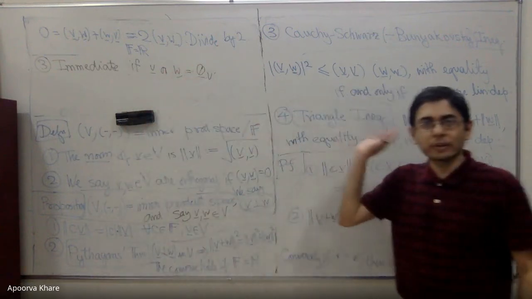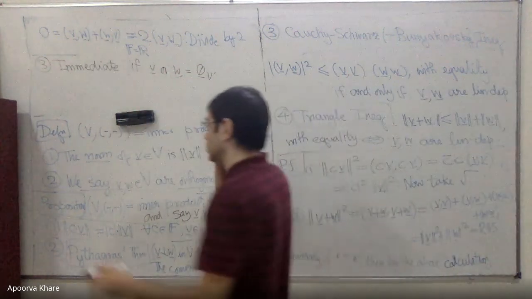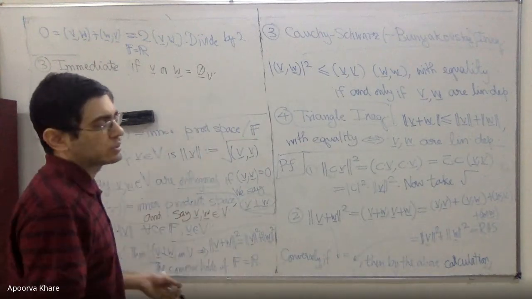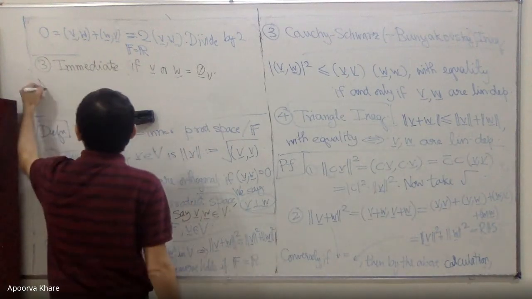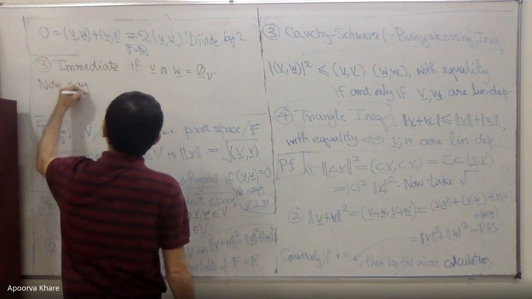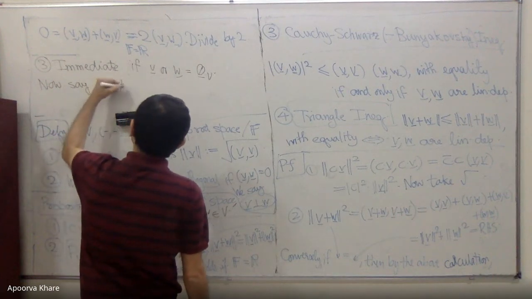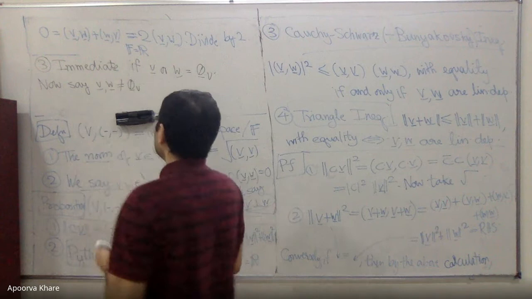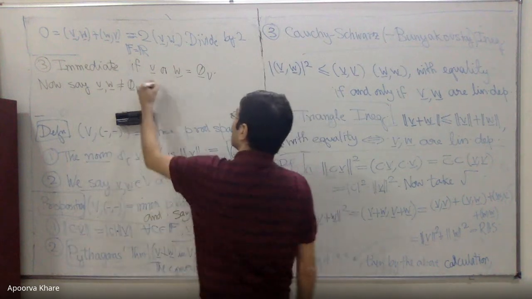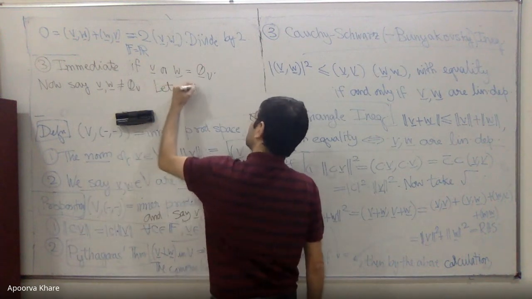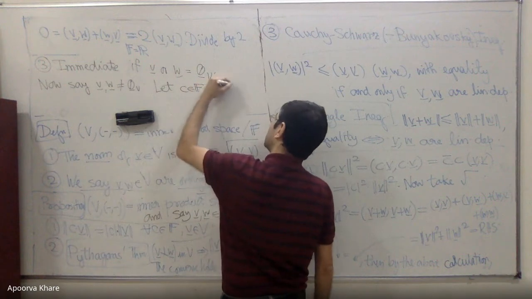So first of all, you get that out of the way. Now let's assume that both are non-zero. In fact, you just need that one of them is non-zero, but let's assume both of them. Now say V and W are both non-zero. Okay, and now take a scalar C belonging to F and compute.